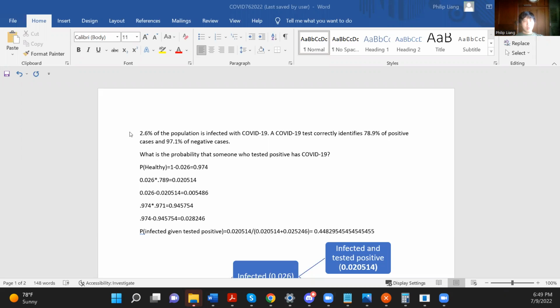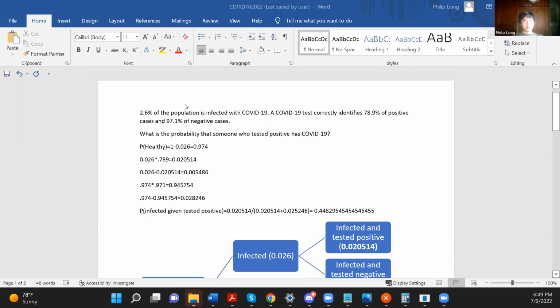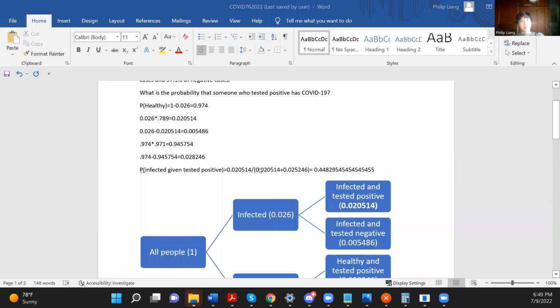So let's study how we can apply Bayes' theorem to disease testing. So what we can do is we can build a tree like this for problems like this. We know that 2.6% of the population is infected with COVID-19 and that a COVID-19 test correctly identifies 78.9% of positive cases and 97.1% of negative cases. The first question we want to answer is, what is the probability that someone who tested positive has COVID-19?